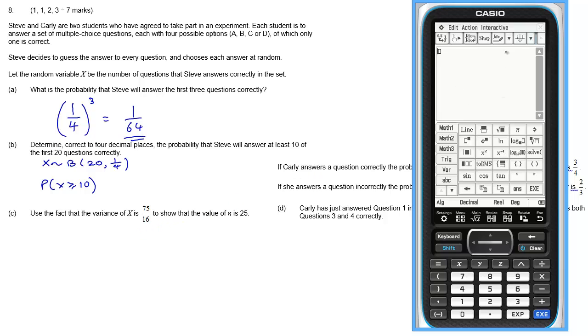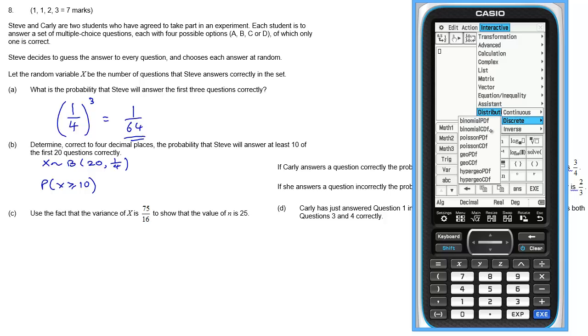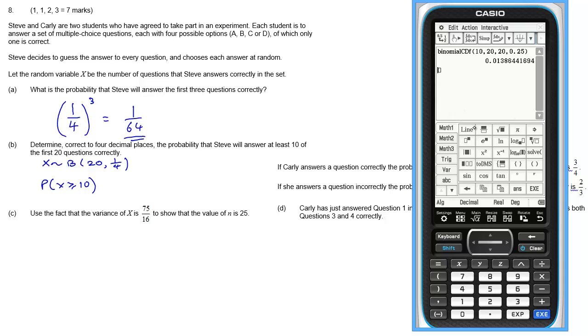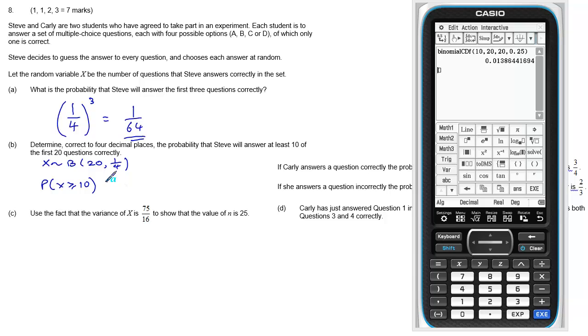And so we've got a discrete, so binomial CDF. So greater than or equal to 10, so that's 10 up to 20 with the 20 trials and the probability of success being 0.25. And that gives us 0.0139 if we go to 4 decimal places.